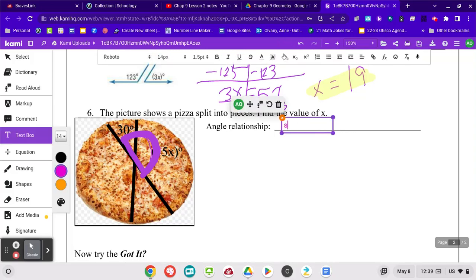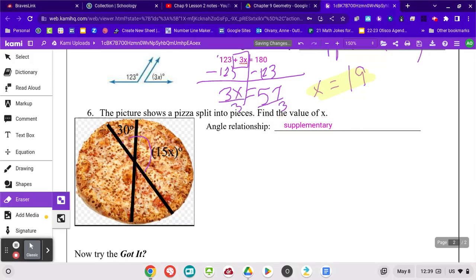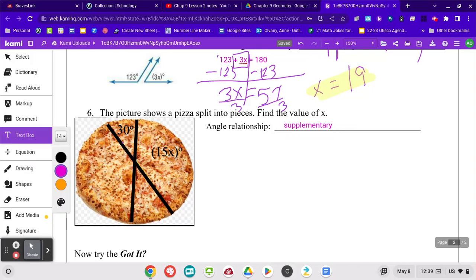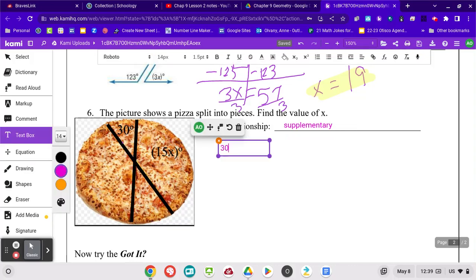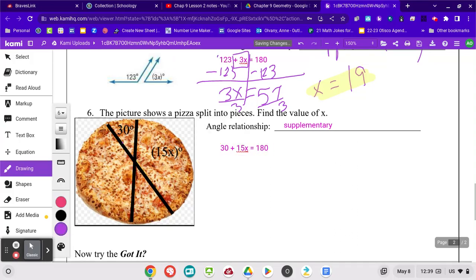So I'm going to write my relationship here. I'm just going to erase this to make sure. Oh, see, I covered up that 15. I wondered what was there. Okay. So this time I'm going to take 30 and add 15x and add it to 180.